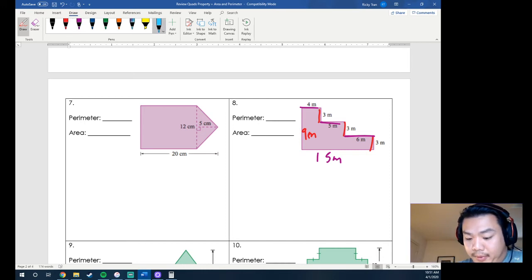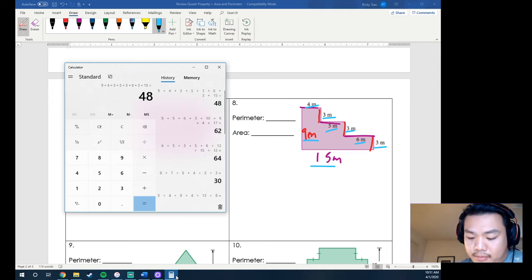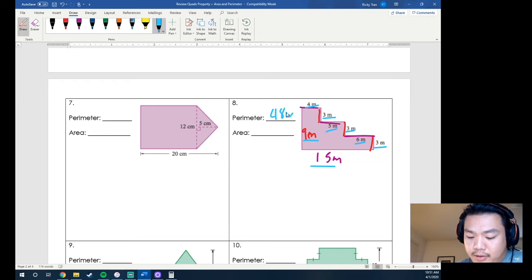Okay, so for perimeter, we're going to add all the sides. So we have 9 plus 4 plus 3 plus 5 plus 3 plus 6 plus 3 plus 15. Okay, 48. Perimeter is 48 meters.